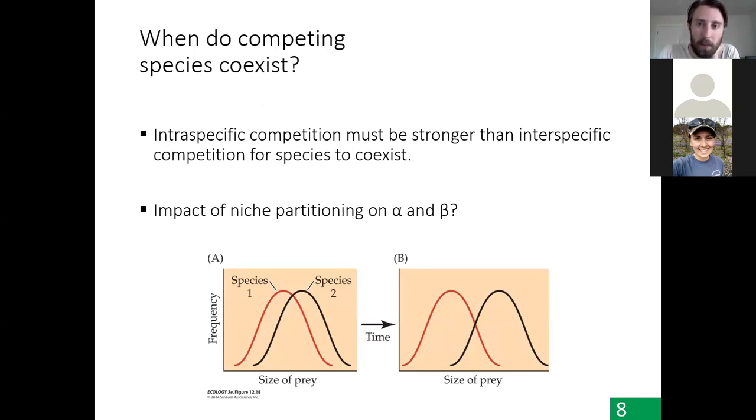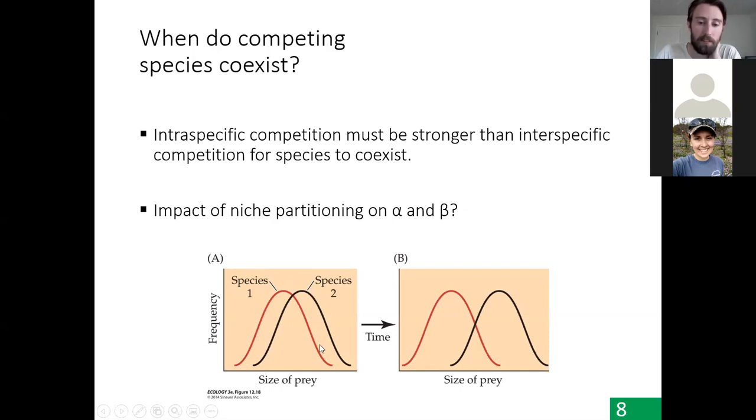We've covered a little bit about evolutionary responses to competition, and one thing that we focused on is this idea of niche partitioning, where species that have a lot of resource overlap, so they're using resources similarly, evolve to specialize on part of the resource so that they're not competing as much. And so that's shown here. We've got size of prey on the x-axis here, and this is like preference or frequency of feeding for two different predators on the y-axis.